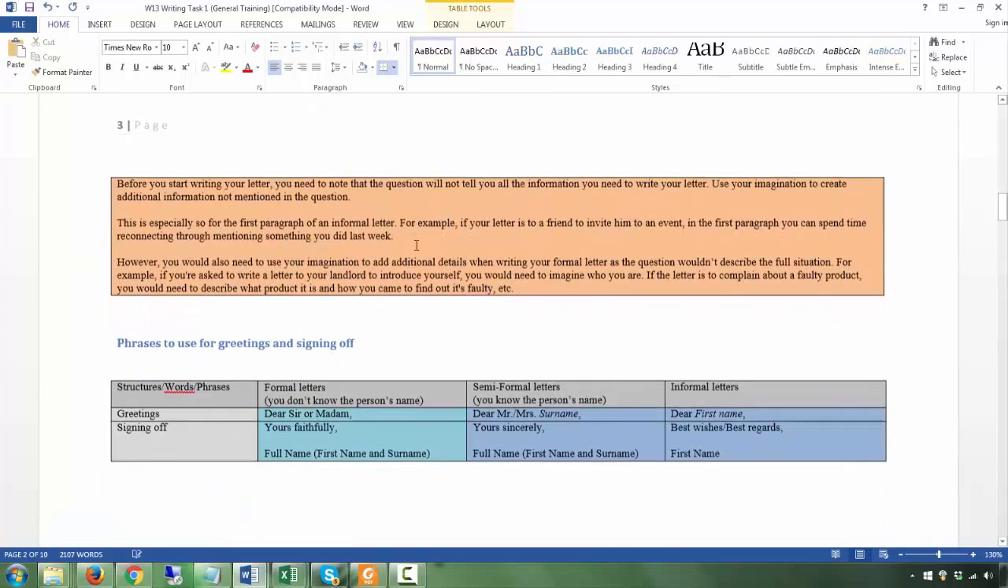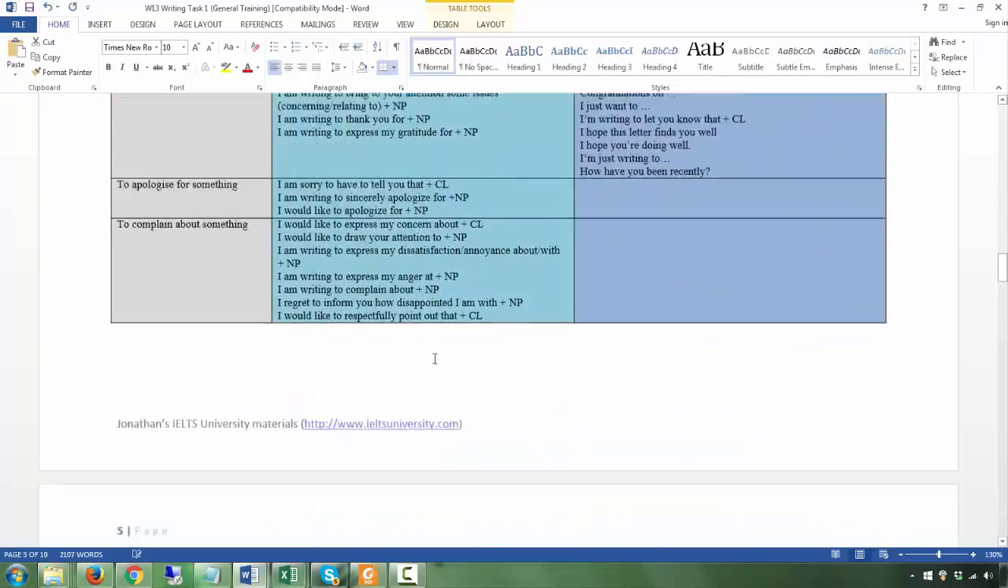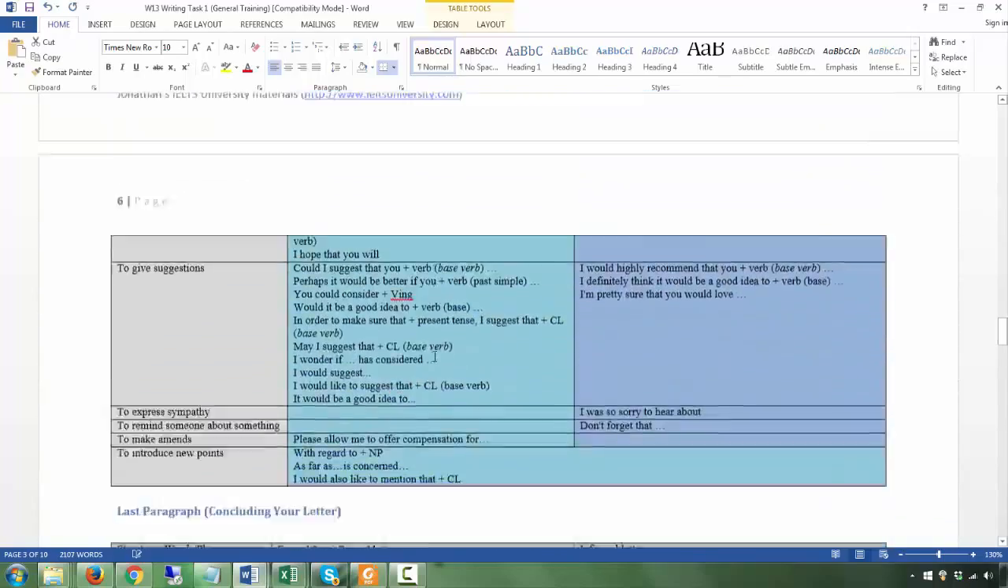Okay, now we're going to go through the 3 letters that we talked about: the formal, semi-formal, informal. And just to repeat myself, for formal and semi-formal letters, everything is pretty much the same, except for formal letters, you don't really know the person's name, the surname. For semi-formal letters, you do know the surname of the person, okay? And then the difference will be yours faithfully versus yours sincerely. But for both, it is basically formal in terms of tone, right? So let's start with a formal letter first.